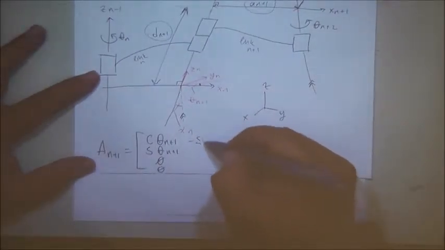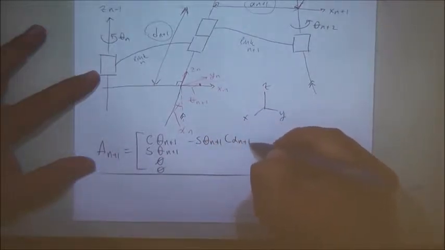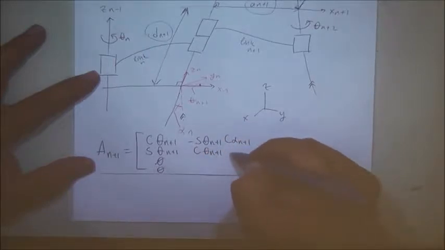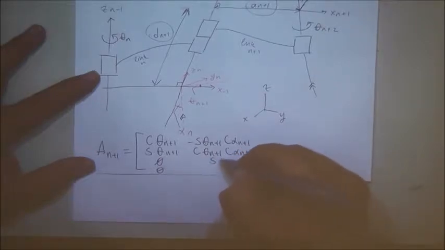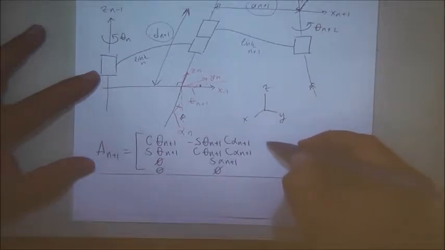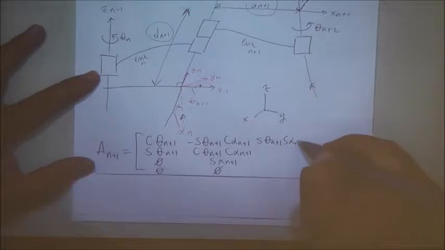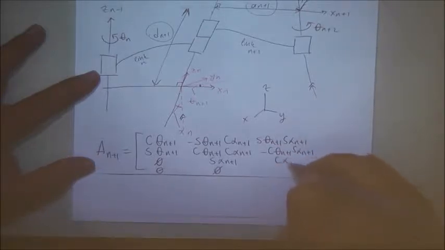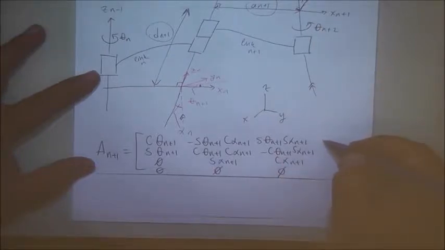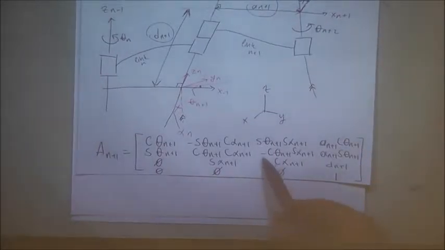And minus sine theta n plus 1 cosine alpha n plus 1, cosine theta n plus 1 cosine alpha n plus 1, sine alpha n plus 1, and 0. Here, sine theta n plus 1 and sine alpha n plus 1, minus cosine theta n plus 1 sine alpha n plus 1, cosine alpha n plus 1, and 0. And the last one could be a n plus 1 cosine theta n plus 1, a n plus 1 sine theta n plus 1, d n plus 1. And the last row? Always 0, 0, 0, 1, right? And those minuses actually come from the sine, sine alpha n plus 1.